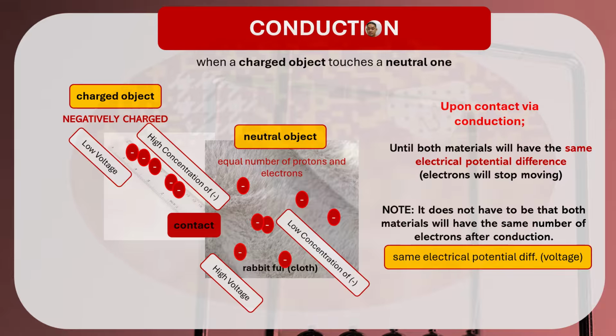So it doesn't mean that both objects have the same number of protons, sorry, the same number of electrons. It is now called that the voltage is the same. It is not always like that. Even though there are many electrons on one object and the other object has only a couple of electrons, if their voltage is the same, electrons between these objects will stop moving.